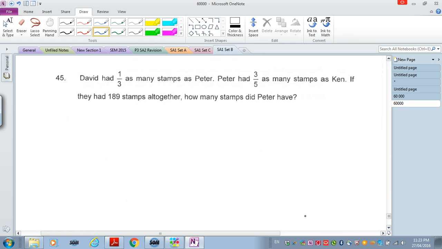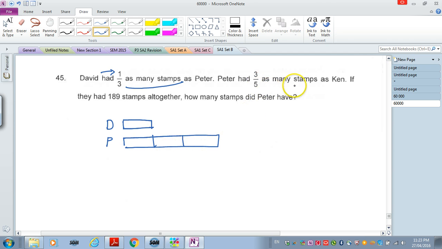Question 45. David had 1/3 as many stamps as Peter. Peter had 3/5 as many stamps as Ken. So I know David is 1 unit, Peter is 3 units. Let's draw our model. David has 1/3, so it's 1. Peter has 3 units. Peter had 3/5 as many as Ken. So Peter is 3 units. Then Ken would be 5 units.